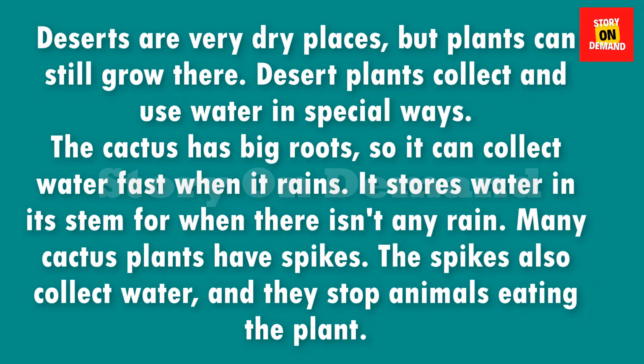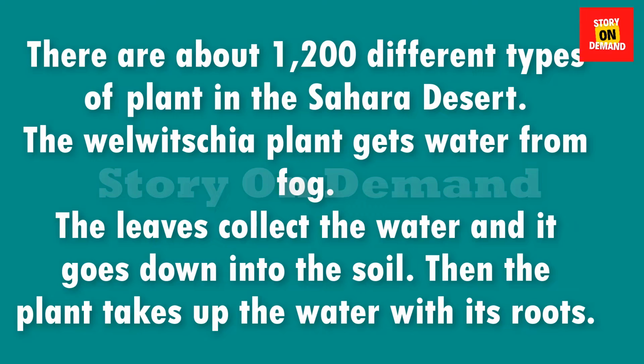Many cactus plants have spikes. The spikes also collect water, and they stop animals eating the plant. There are about 1,200 different types of plant in the Sahara Desert. The welwitschia plant gets water from fog. The leaves collect the water and it goes down into the soil. Then the plant takes up the water with its roots.